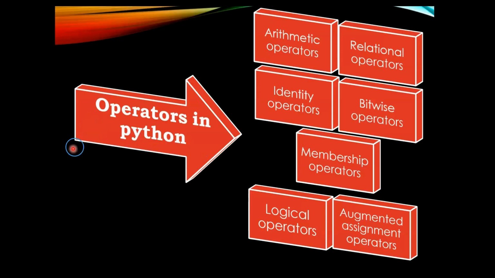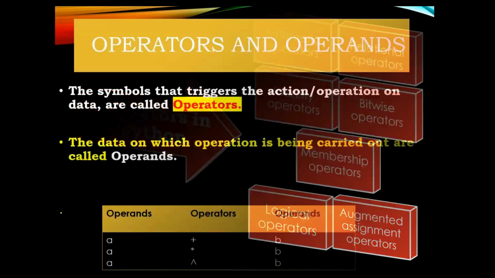So in Python, we have 7 different types of operators. Those are arithmetic, relational, identity, bitwise, membership, logical, and augmented assignment operators. We can say augmented assignment operators are shorthand assignment operators. Make a note of it. So let us move on to the next part of the video. We are going to learn one by one.